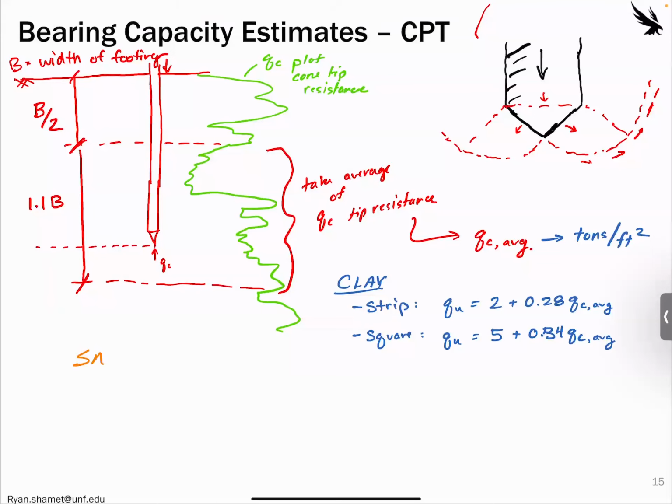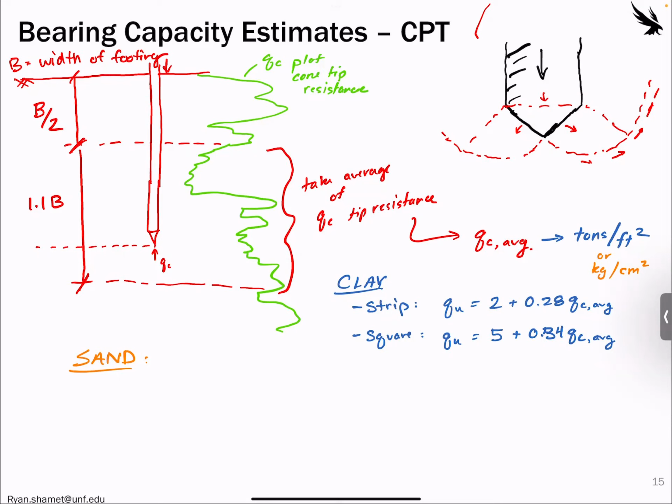If you have sand, I should say, tons per square foot, or it could be in kilograms per centimeter squared. I think it's the same value. Tons per square foot is equal to a kilogram per centimeter squared, or very close to it.